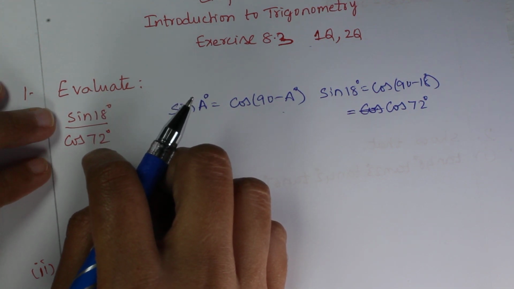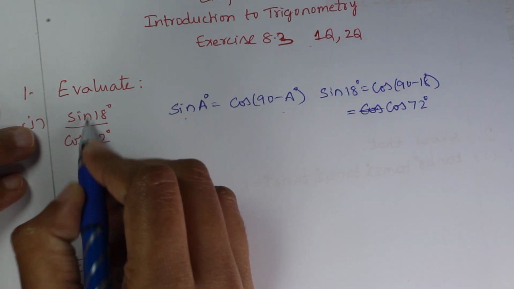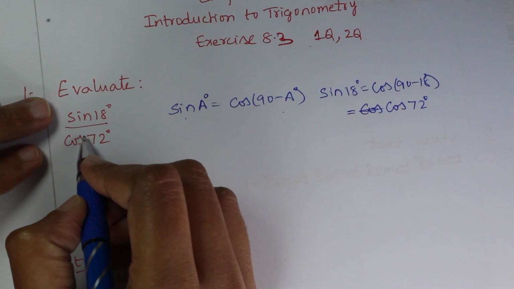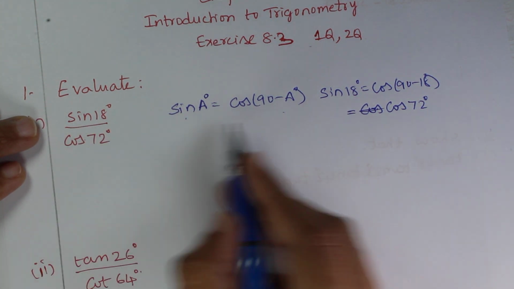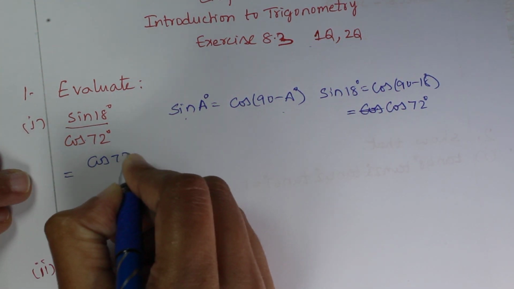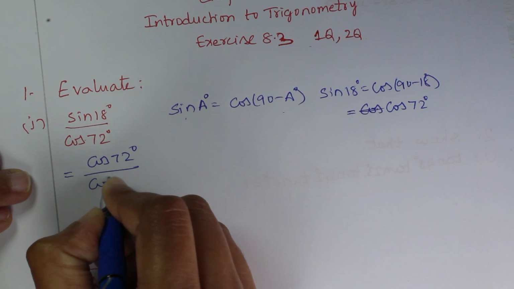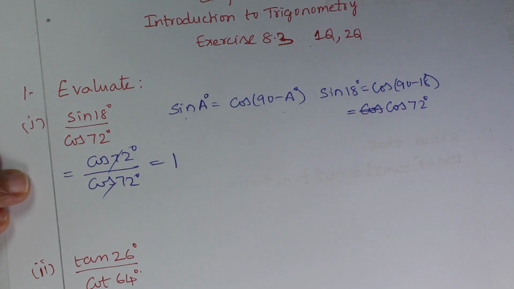Whenever they give such problems, you have to transform both to the same ratio. That is, on top and bottom it should be the same, that is cos and cos or sine and sine. So that's why we are converting sine to cos. So it becomes cos 72 degrees divided by cos 72 degrees, that is equal to 1. So the answer is 1.